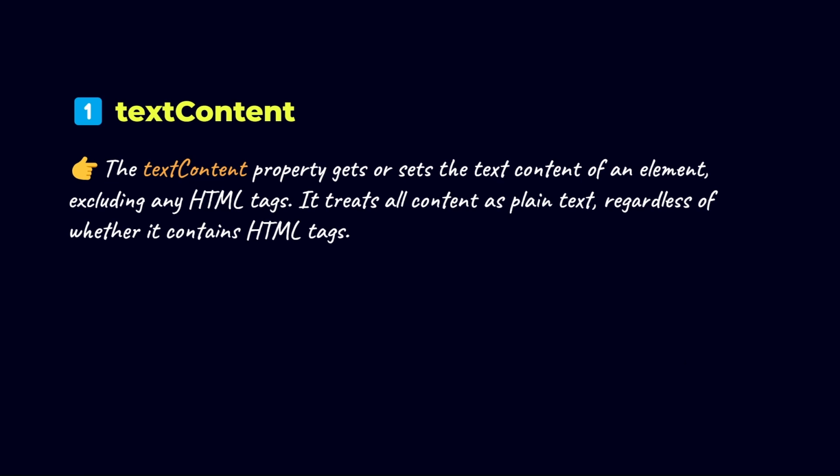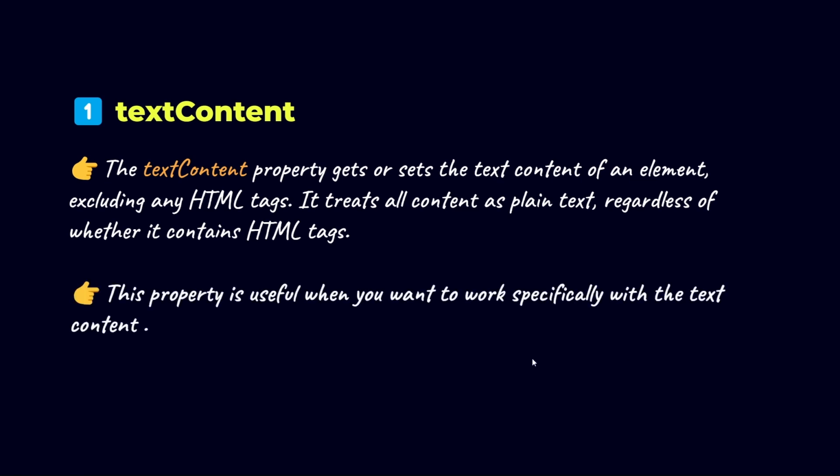The textContent property gets or sets the text content of an element, excluding any HTML tag. So it only manipulates your element's text content. Basically, it does not change, add, or remove any HTML tag. For example, it does not add any p tag or h1 tag. It can only manipulate the content inside these tags.